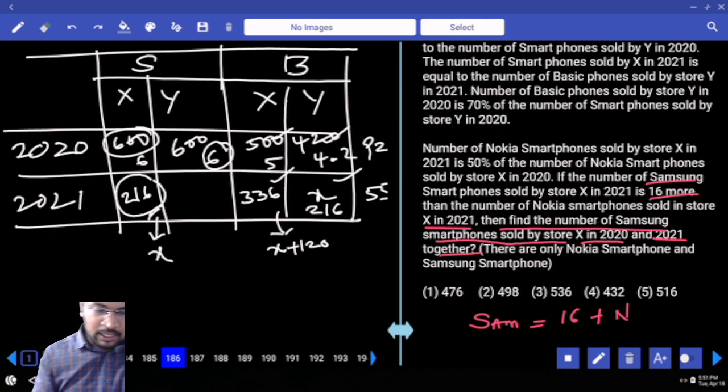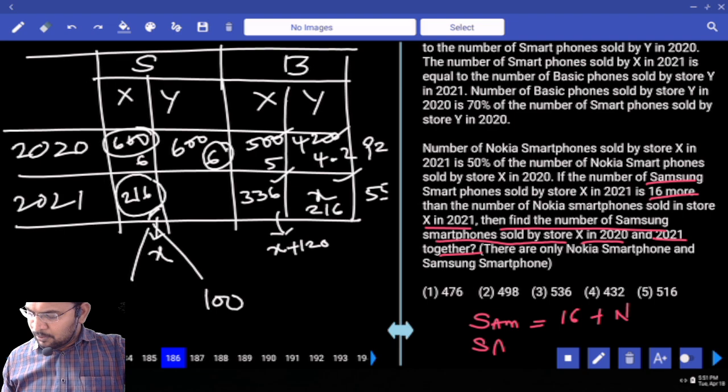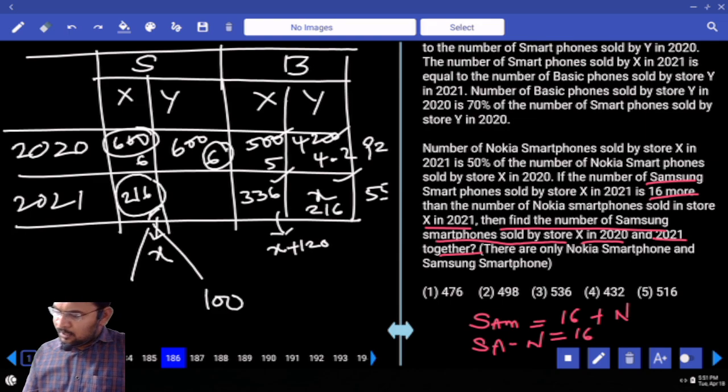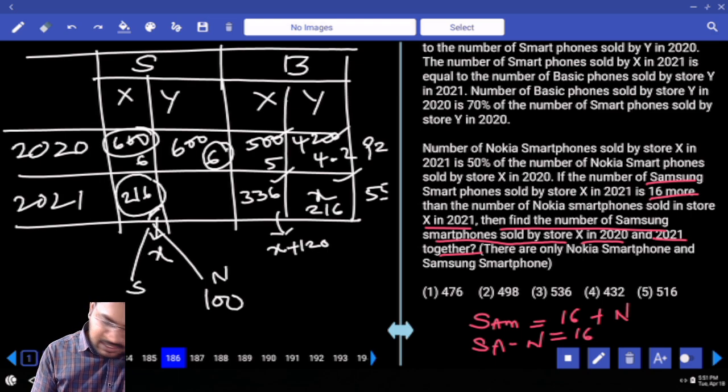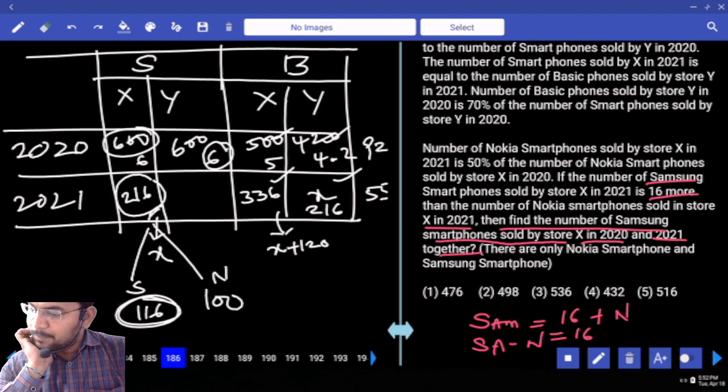Samsung is equal to 100, remaining 116 are Samsung minus Nokia. Samsung minus Nokia is equal to 16. Nokia gets cancelled, then that is 232. Yes, Nokia is 100. Samsung is what? 16 more, that is nothing but 116. So in 2021 we know the number of Samsung: 116. Now we need to find out 2020 Samsung. So 2020 Samsung is what?